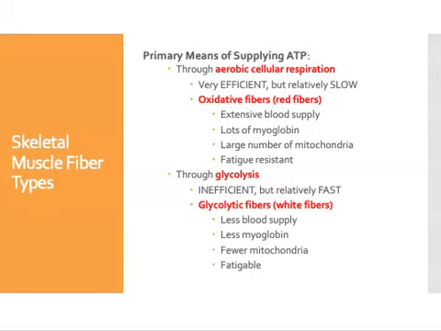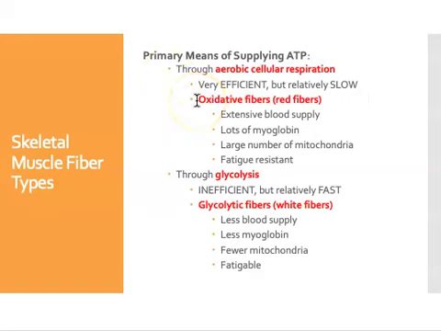Remember, aerobic cellular respiration, the aerobic word means that the final electron acceptor at the end of the electron transport chain is oxygen. This is a very, very efficient way to make ATP, but it's relatively slow. It takes time, in other words, to get all the way down through this long string of chemical reactions.